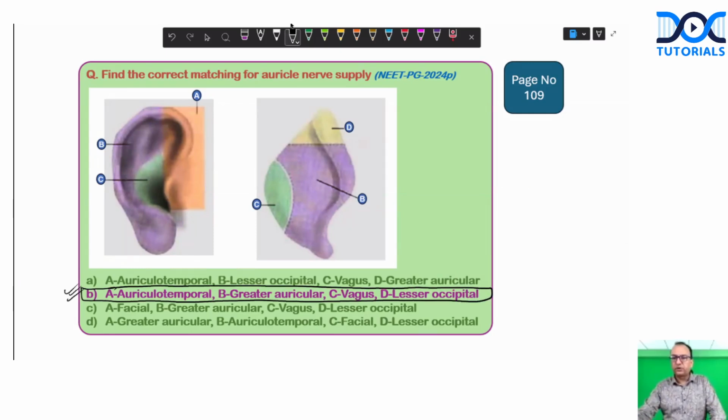Is the seventh nerve posterior and superior? Facial nerve. Which is the other nerve here? Glossopharyngeal nerve. Facial nerve. Which is the deeper nerve? Just have to remember. Auriculotemporal nerve. I think the auriculotemporal nerve should be there.